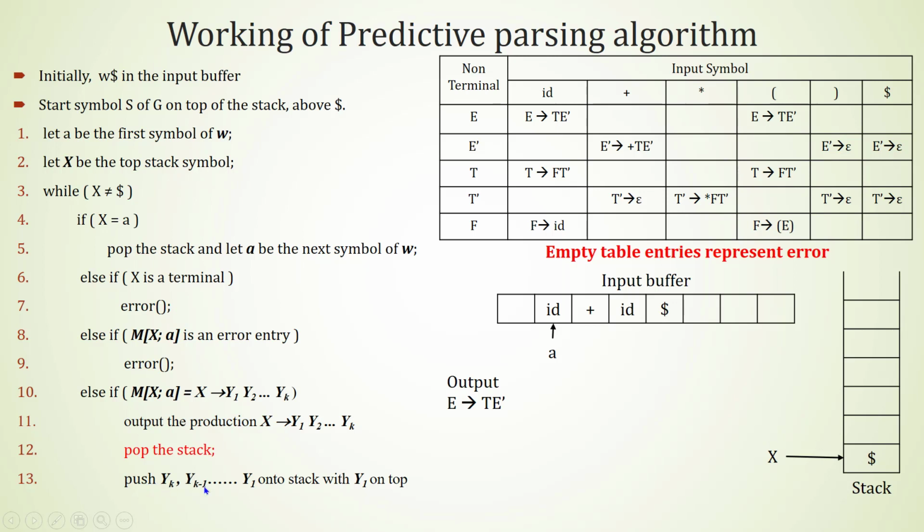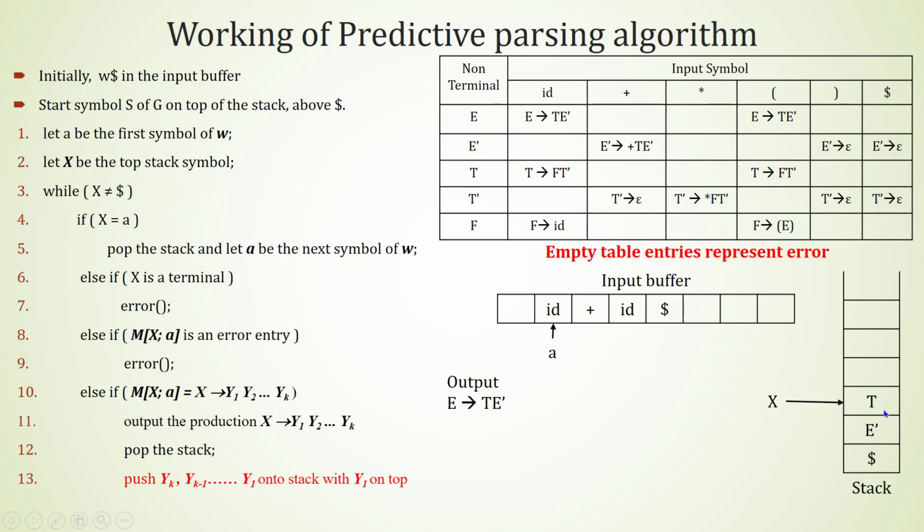Push Yk up to Y1 onto the stack with Y1 on top. Here I already considered the production E gives TE dash. I have to insert this right-hand side in reverse order. That's the meaning. Here the production is Y1 Y2 up to Yk. But when I push to the stack, first Yk is pushed, then Yk minus 1 is pushed, and then Y1 is pushed. So here I got E gives TE dash. First E dash will be pushed to the stack. On top of that, T will be pushed. So this step is very important. You have to push the right-hand side of the production in reverse order. E dash will be pushed first, then T will be pushed.